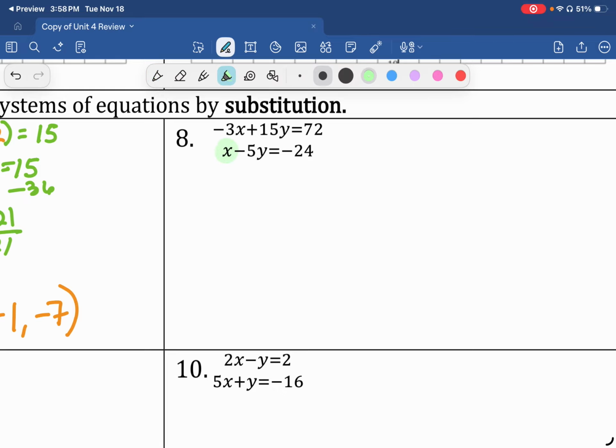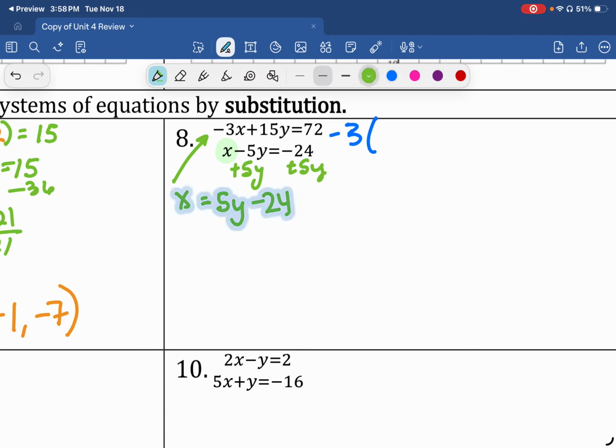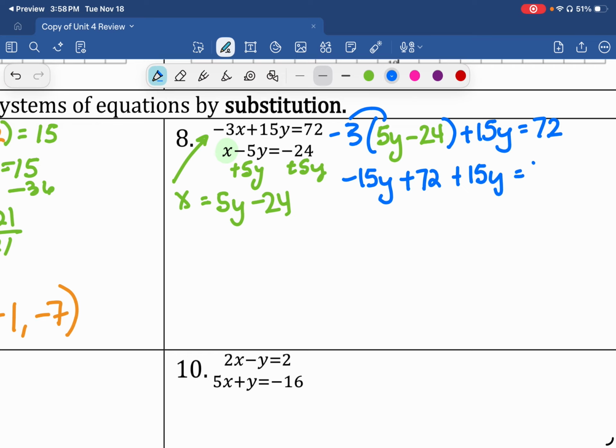will be x. So we're going to take that equation and solve it for x. Add 5y to both sides. X is equal to 5y minus 24. So that is what we're going to plug into this equation here. So we're going to do negative 3x, but instead of x, we're going to use 5y minus 24 plus 15y equals 72. So from here, we're going to distribute that negative 3 to get negative 15y, then 3 times 24. That'll give us positive 72. And then we have positive 15y equals 72.